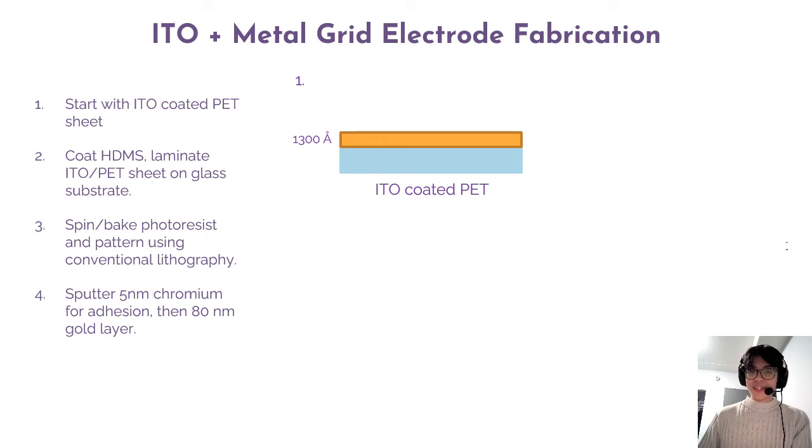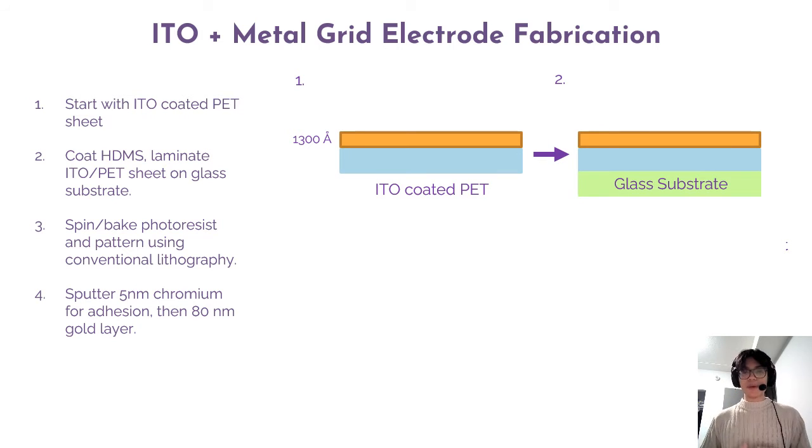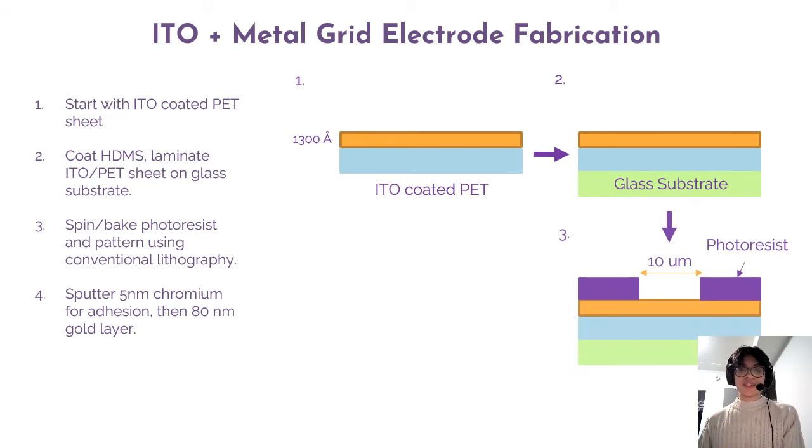Next, we can coat the ITO/PET sheet with HMDS to improve adhesive capability and laminate the sheet on a fused silica glass substrate. We then coat the structure in photoresist and pattern using conventional photolithography techniques. Maskless exposure can again be carried out using the MLA maskless aligner. The line widths for the grid will be 10 microns, while the grid pitch will be 80 microns.